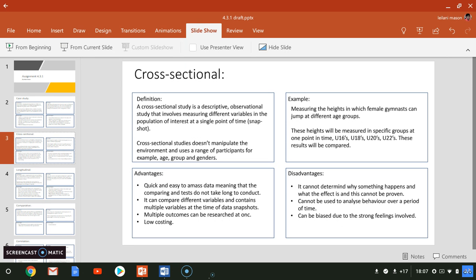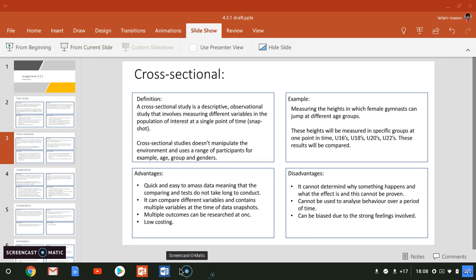Cross-sectional studies. Cross-sectional studies is a descriptive observational study that involves measuring different variables in the population of interest at a single point in time. It's also known as a snapshot. So use a range of participants with different backgrounds, ages, genders from all over the population. Cross-sectional studies are observational studies that involve recording information without manipulating the environment.